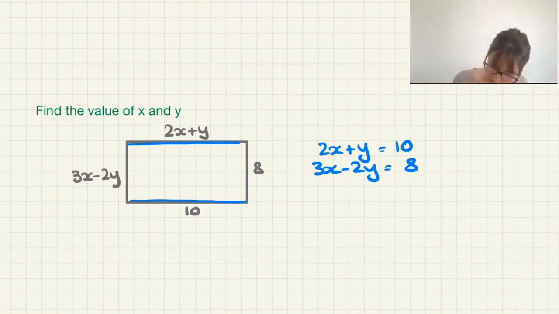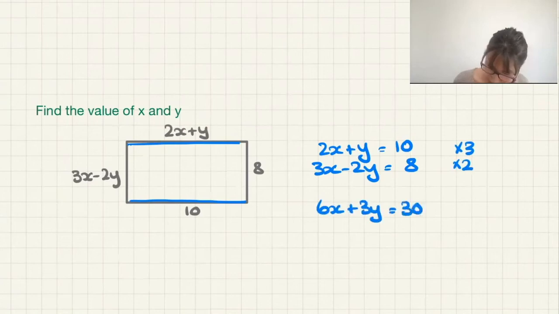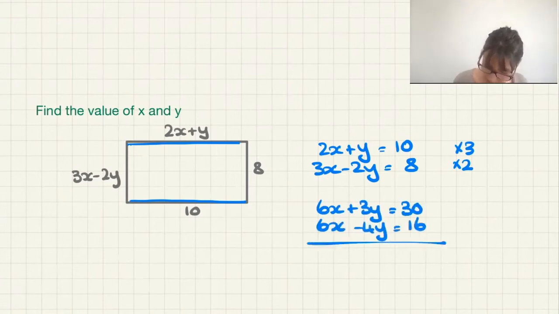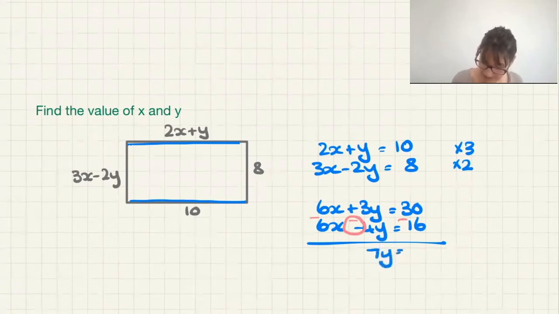Okay, I've got to get these the same. So we're timesing by 3 and by 2. That's going to give me 6x plus 3y equals 30, and 6x minus 4y equals 16. So I'm going to show my takes and do that ringing. It really can make a difference. 6 take 6, they've gone. I've got 3 and I'm having to add 4. That's going to give me 7y. 30 take 16 is 14. I can see that y is going to equal 2.